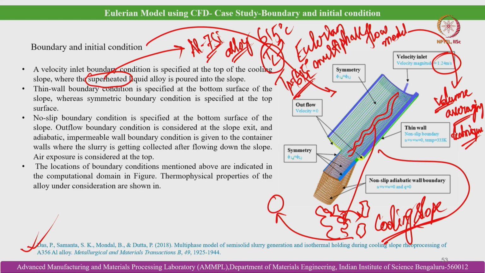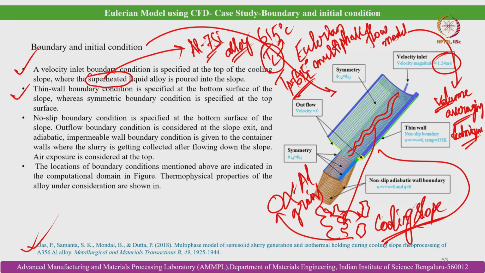This is the concept of superheated melt pouring into the slope. Moving ahead, the thin wall boundary condition is specified at the bottom surface. This is the bottom wall, along which the liquid melt is flowing and undergoing partial solidification, and that results in formation of near spherical or fragmented primary alpha grains. For the alloy I discussed above, it will be alpha aluminum grains. So this is basically the thin wall boundary condition.